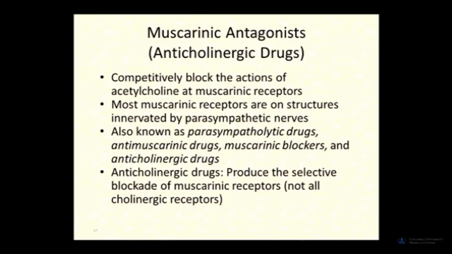So the cholinergic agonists have fewer applications in terms of therapeutic uses than the cholinergic antagonists. They tend to have more uses. Cholinergic antagonists, particularly muscarinic antagonists, competitively block the actions of acetylcholine at muscarinic receptors. Most muscarinic receptors are on those structures that are innervated by parasympathetic nerves.